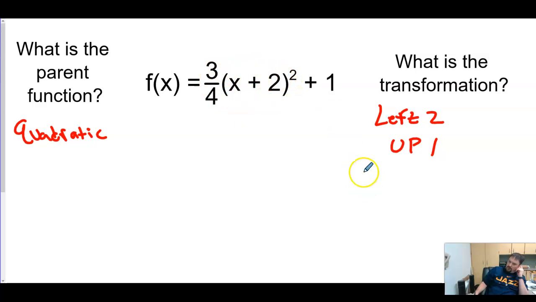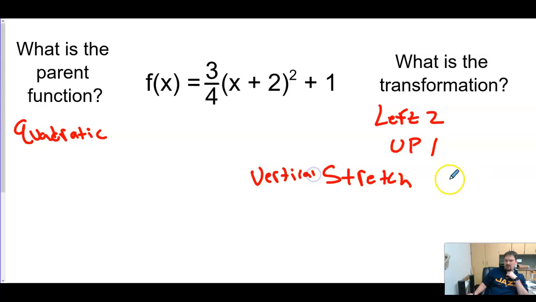Okay, and I have the 3/4. Remember, the number in front makes it a stretch, or more specifically, a vertical stretch of, in this case, 3/4. So since it's less than 1, what it's going to do is it's going to take that quadratic graph and it's actually going to kind of squish it down a little bit. So we got a vertical stretch of 3/4.